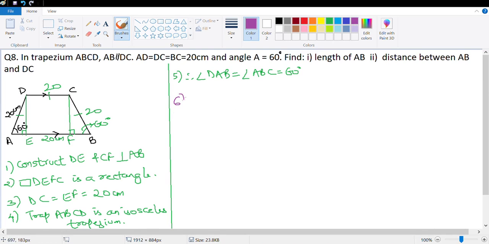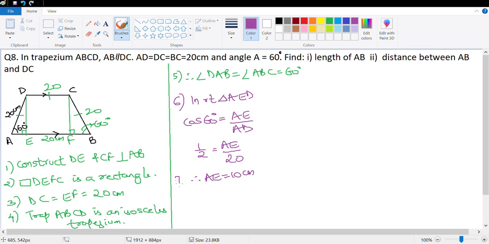Now let's apply trigonometrical ratios in the two right triangles that we have. So in right triangle AED, I have hypotenuse. I need to find the base, which means I'm looking at cos. So cos 60 degree is equal to AE upon AD. Cos 60 degree is equal to half. So 1 by 2 is equal to AE, which we do not know, and AD is 20, which means AE is equal to 10 centimeter.